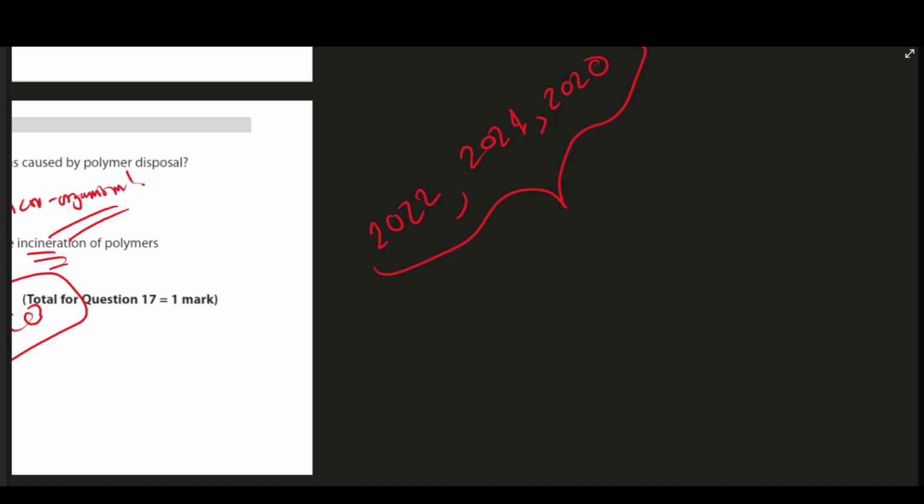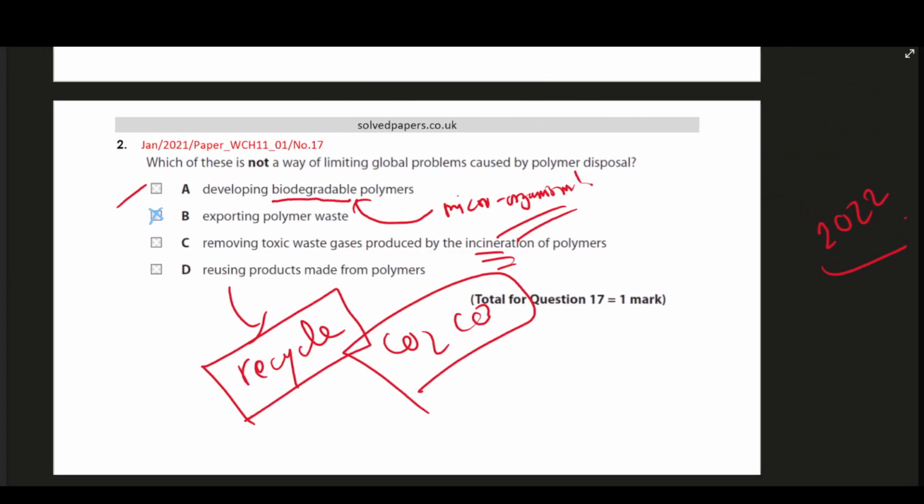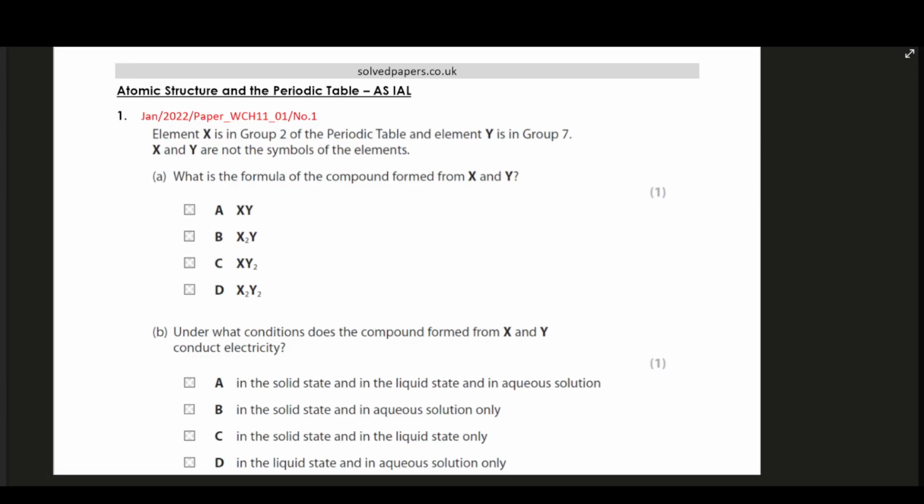I will send you. Okay, so I'm going to the next topic, which is topic 2, atomic structure and the periodic table. All right, let's start with topic 2.